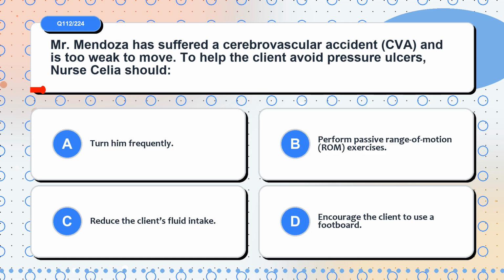Question 112. Mr. Mendoza has suffered a cerebrovascular accident, CVA, and is too weak to move. To help the client avoid pressure ulcers, Nurse Celia should. Here are the options. Option A. Turn him frequently. Option B. Perform passive range of motion, ROM, exercises. Option C. Reduce the client's fluid intake. Option D. Encourage the client to use a footboard.